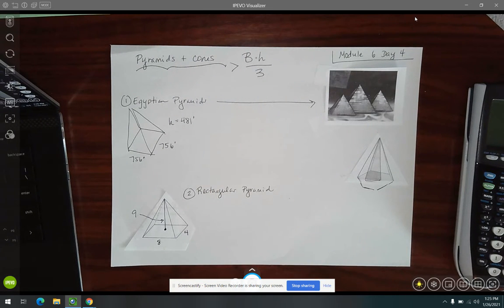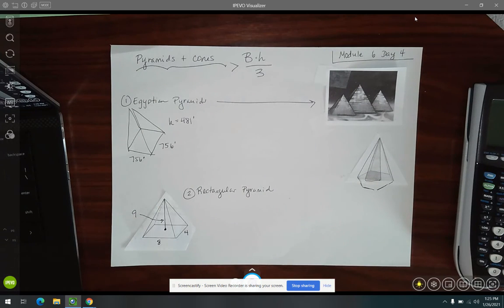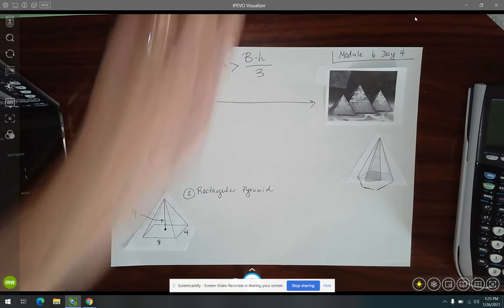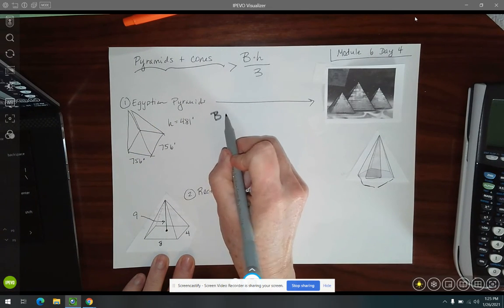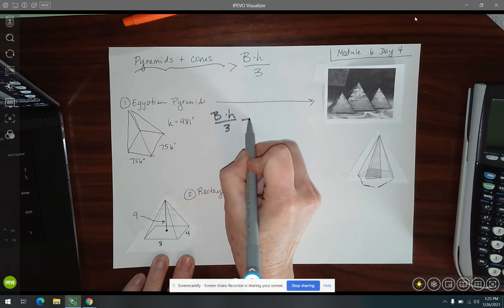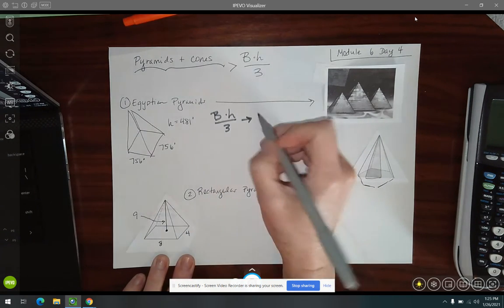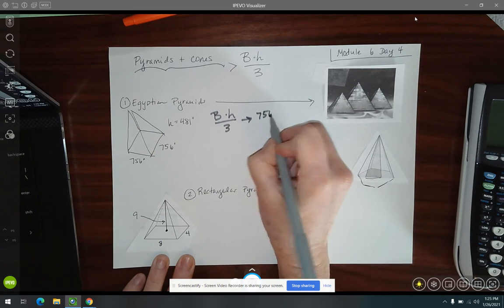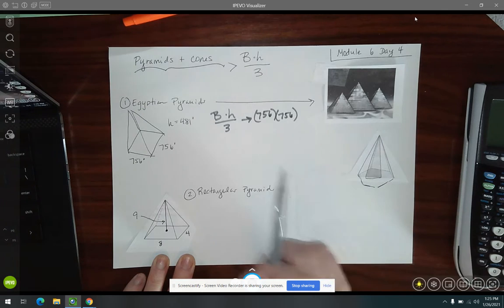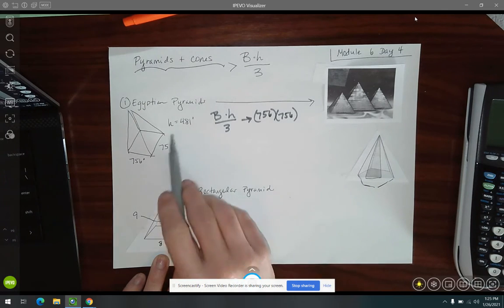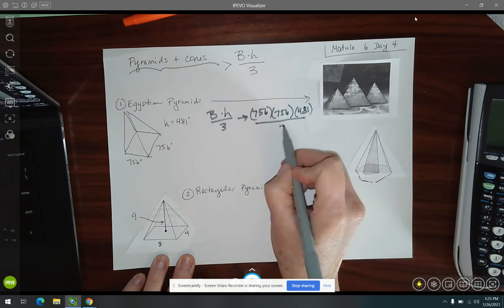The Egyptian pyramids, oh, these things are huge, aren't they? And they're just beautiful. And they're just amazing when you think about how they were and when they were built. So the formula is base area times height divided by 3. Since the Egyptian pyramid has a square base, we multiply 756 times itself. So that's base area. And then the height is 481. And then we divide all of that by 3.